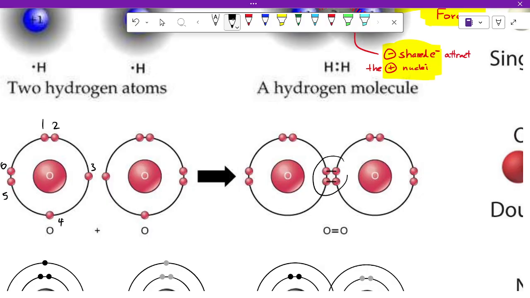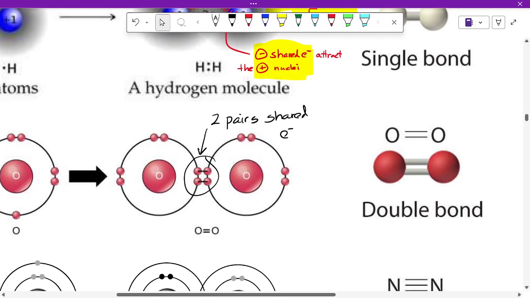So here we have 2 pairs of shared electrons. What do we call that? We call that a double bond. Okay, so there's our double bond.